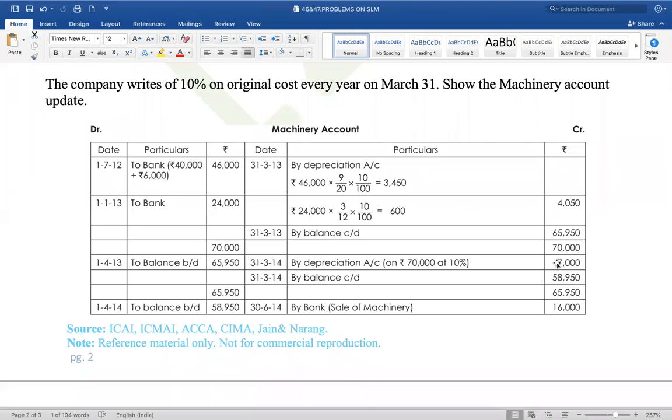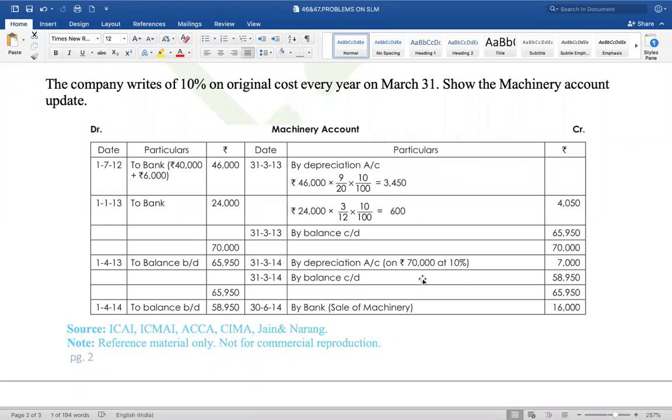Therefore, 7,000, right? And what is the total of the debit side? 65,950. The highest total is taken here, 65,950. And what is the depreciation? 7,000. Deduct this 7,000 from 65,950. You will get a difference of 58,950. What is this? The balancing figure.